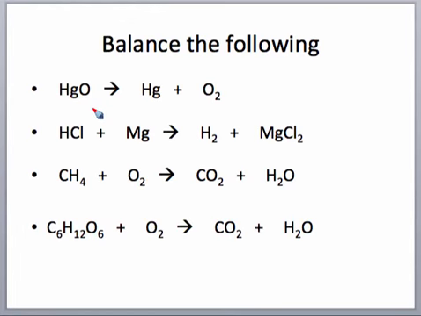Okay, so we look at the first one here, and again, what we're trying to do is make sure that we have the same number of each element on each side of the equation. And when I say the side of the equation, I mean if you look at the arrow, that would be the left side, and that would be the right side. So, just remember, subscripts go to the element that it follows. So in other words, that would be 2 oxygens, 4 hydrogens, 2 oxygens, etc.